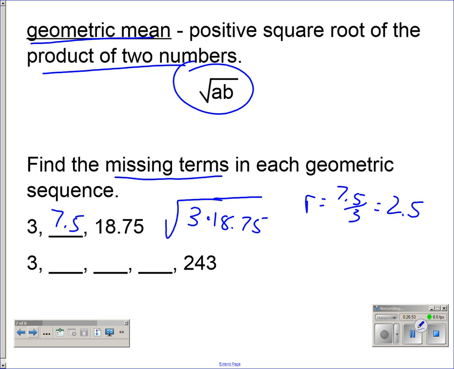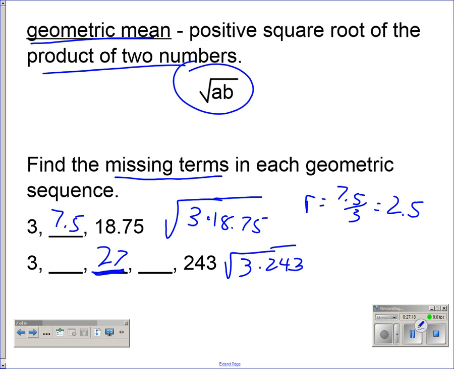Finally, the last one here, we have 3, blank, blank, blank, 243. We've got 3 missing blanks. If I do the geometric mean here, the square root of 3 times 243, what number is that finding in that list? It's 27, which is the middle number. It's finding the one in the middle, just like arithmetic mean.